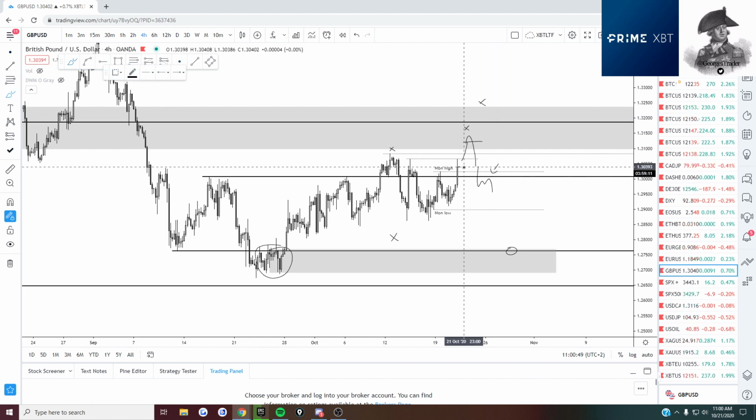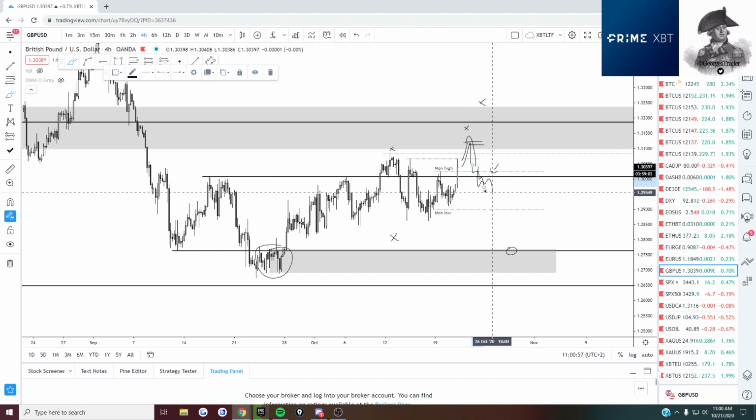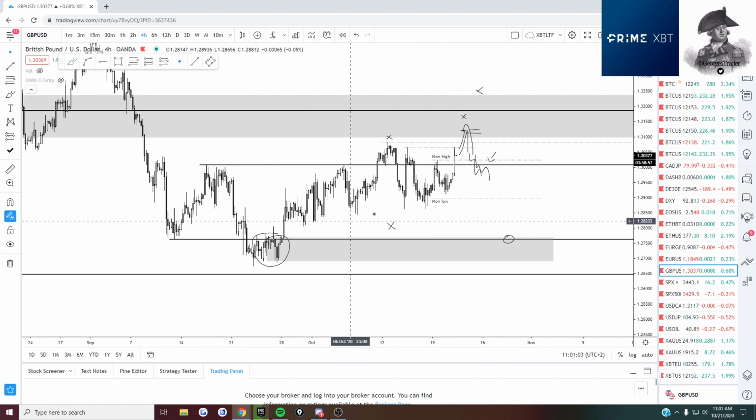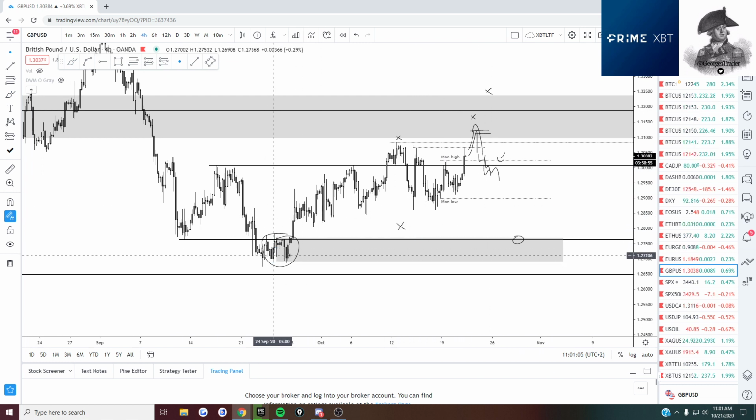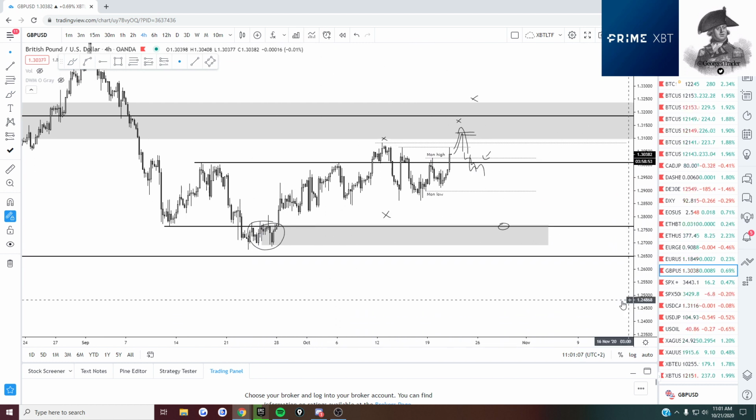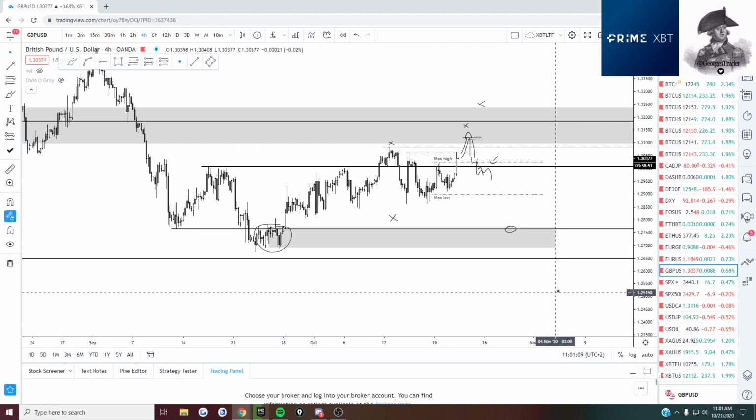So hopefully we get one more spike in here, and then I'll be shorting this. Confirmation of this would be a break below Monday high and this range high, and then targets all of these lows into this range low demand. So that's what I'm watching on GBP USD.